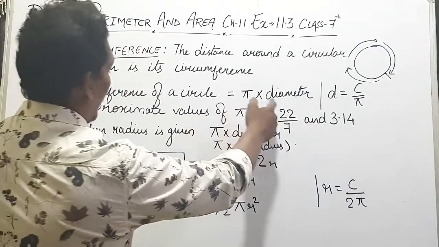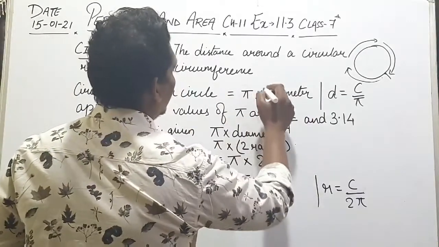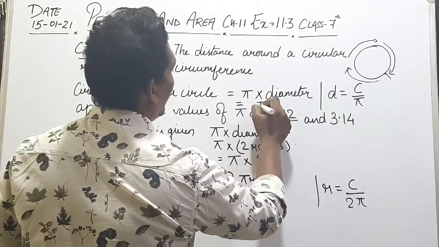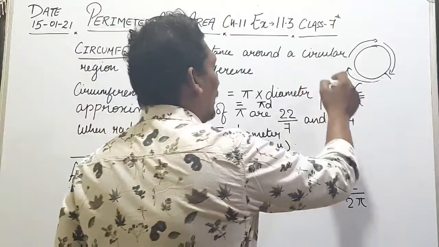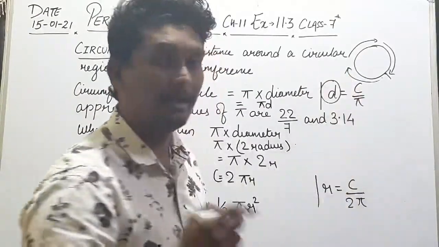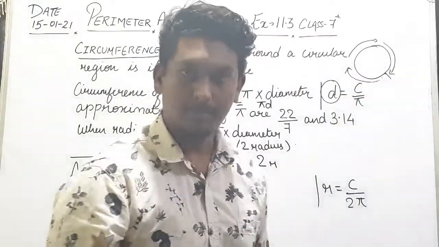You can write it as pi d. And if you have to find the diameter, where C stands for circumference, the diameter is circumference upon pi, right?